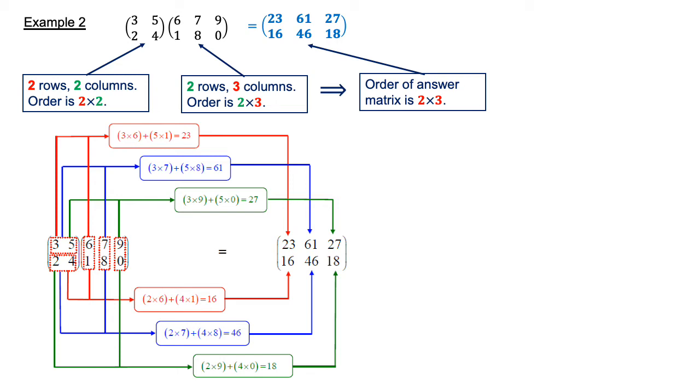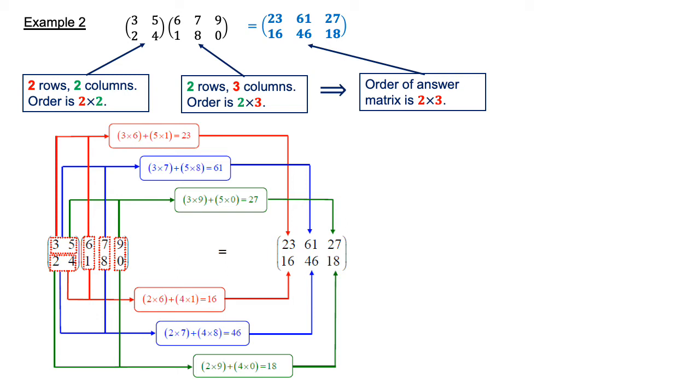So look how it works. I always look at the first row of my first matrix, and then I go across the columns of the second matrix to fill out the numbers of the top row of my answer matrix. So you can see 3 times 6, add 5 times 1. That's the first thing I do to get the 23 in the answer. So it's 3 sixes, add 5 ones, there's a 23.